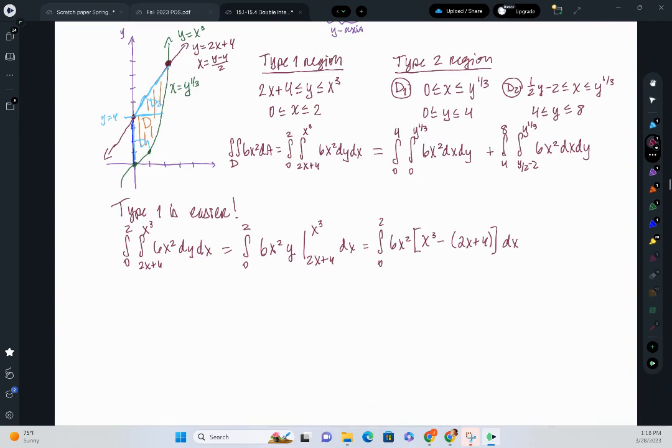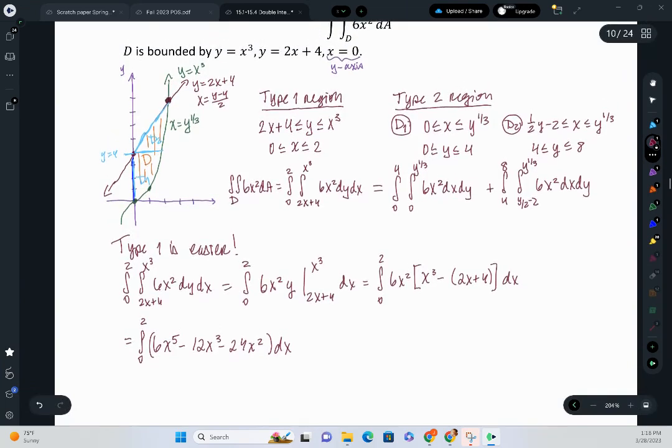All right, distributing, this gives me the integral from 0 to 2 of 6x to the 5th minus 12x cubed minus 24x squared dx. And when I integrate this, I'm going to get, wait a second, hold on. Let me see.